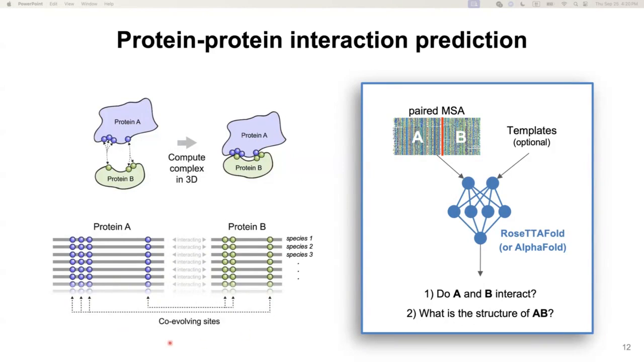So in other words, evolutionary pressure not only preserves individual protein structures, but also preserves their interactions. By analyzing those paired alignments, we can extract information about whether two proteins are likely to interact, and even which residues are likely to be in contact at the interface and what kind of complex structure they form. This is the same core idea that powered monomeric protein structure prediction, just extended to the level of inter-protein contacts. And that's why we can still utilize RoseTTAFold and AlphaFold for PPI prediction.